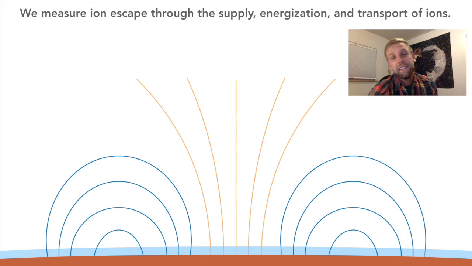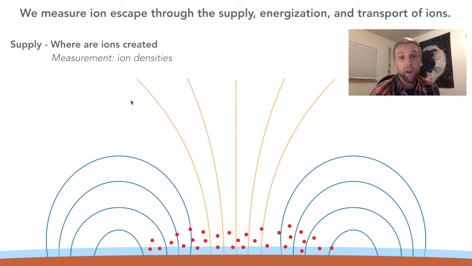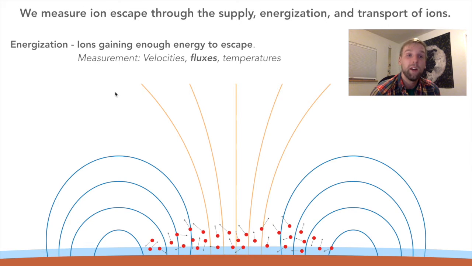In studying ion escape, there are three main factors that we need to consider. These are the supply, energization, and transport of ions. First up is the supply, which is just asking where are ions created. If we don't have ions, then we won't have ion escape, a pretty simple idea. And measurements we can make to inform us of this would be something like ion densities. Next up, we need to understand where are those ions gaining enough energy to actually escape the planet. Measurements that can help us figure this out would be something like ion velocities or ion temperatures, or in our case, we're going to be using ion fluxes.